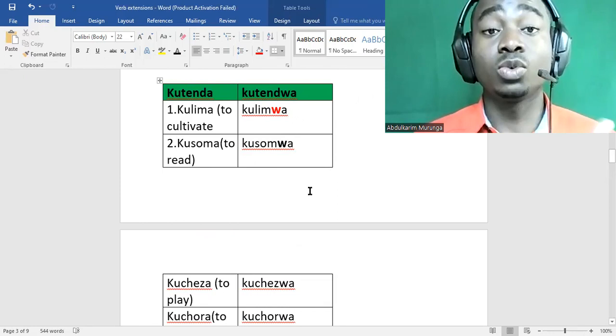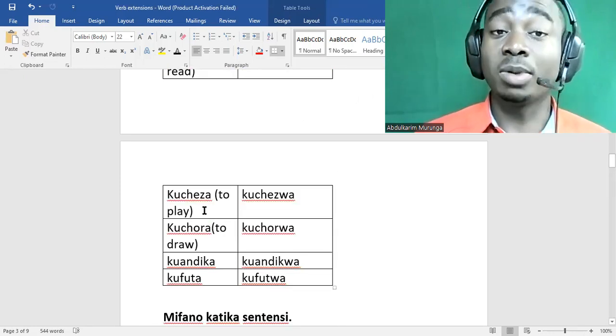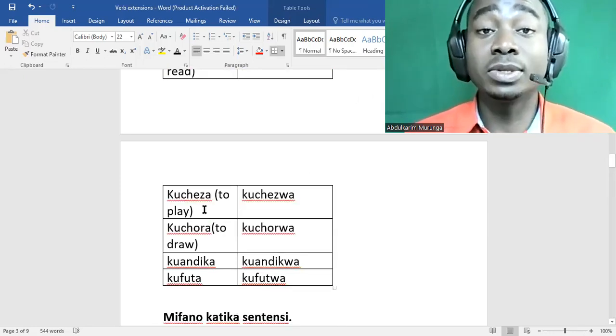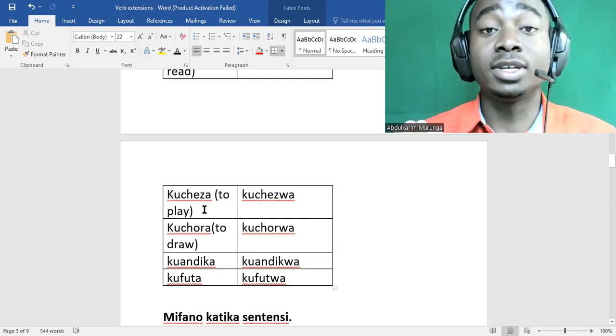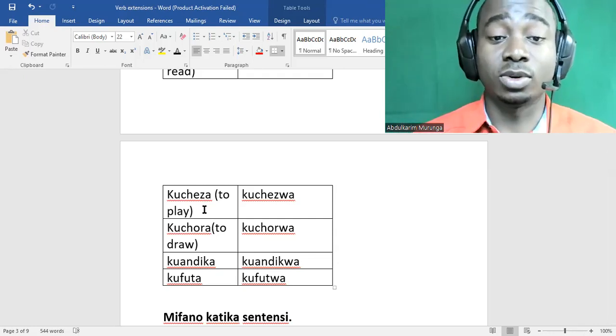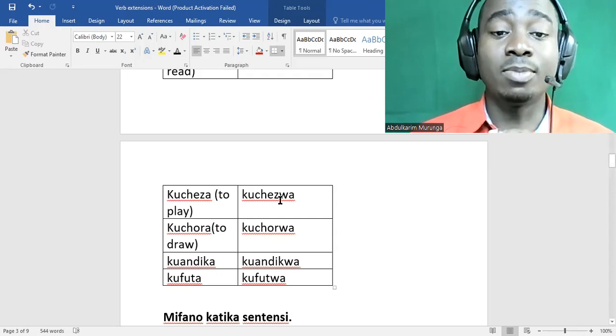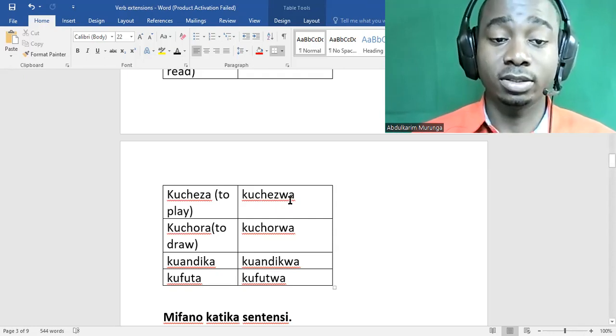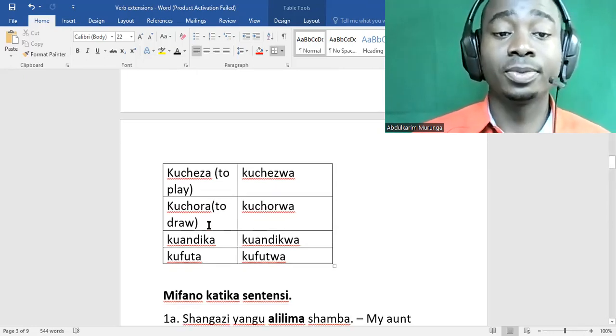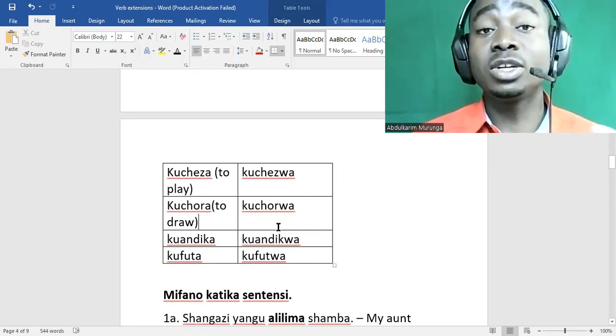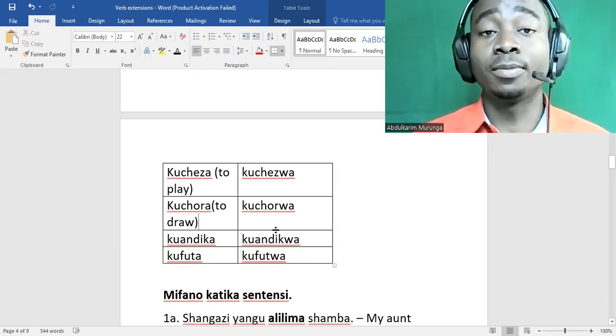So kusomwa. Kucheza is to play. To be played, we say kuchezwa. Sawa? Kuchezwa, we put this W here. Then kuchora, to draw. To be drawn, we say kuchorwa.